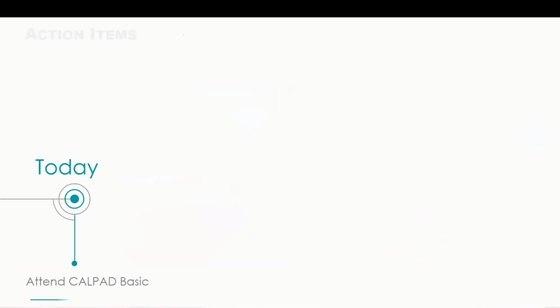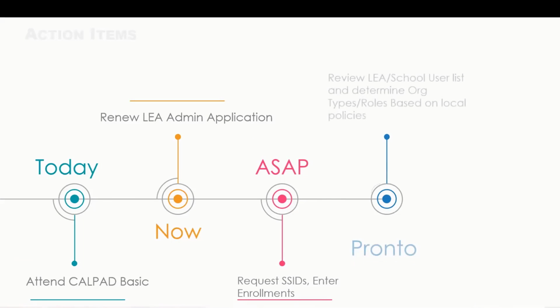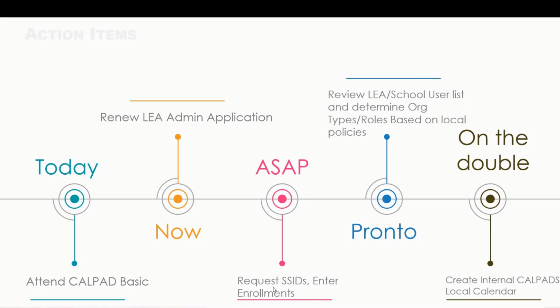In the wrap up, what items did you do today? You attended CalPADS Basic. You targeted your own. Your LEA application is up to date. You should be right now doing SSID requests, entering that in your enrollment. Make sure your local system's up to par. Then you want to review the user list in user management to make sure that who has a role deserves that role and needs that role, and that Joanne, somebody who used to work there 10 years ago, doesn't still have access to CalPADS.